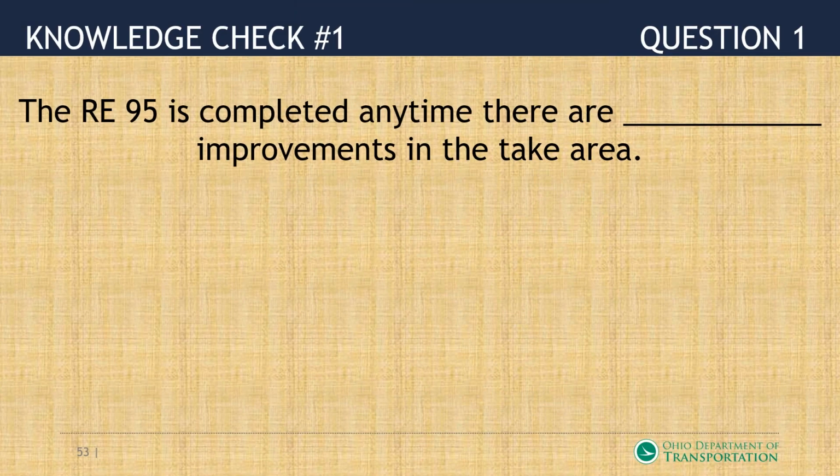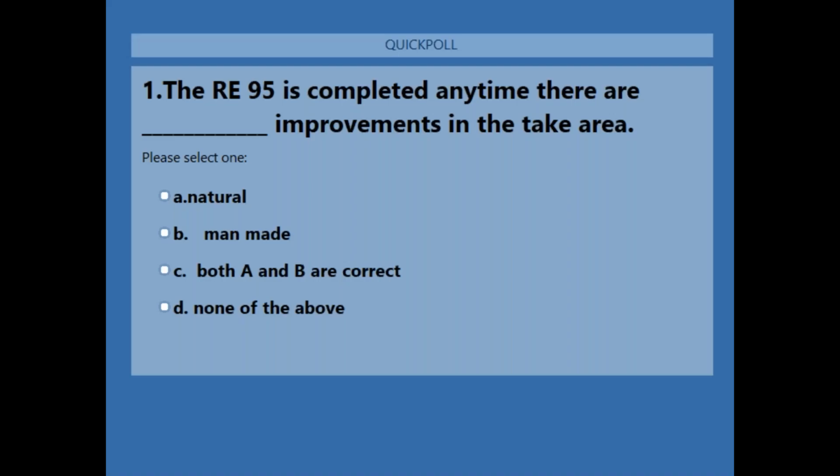All right, so we come to our first knowledge check. With that, I will pass it over to Victoria to administer a few questions. Okay, I'll go ahead and get the first one opened up here. Let me launch that first poll. The first one says the Re95 is completed anytime there are blank improvements in the take area. A, natural; B, man-made; C, both A and B are correct; D, neither of the above. Neither of the above meaning A or B.